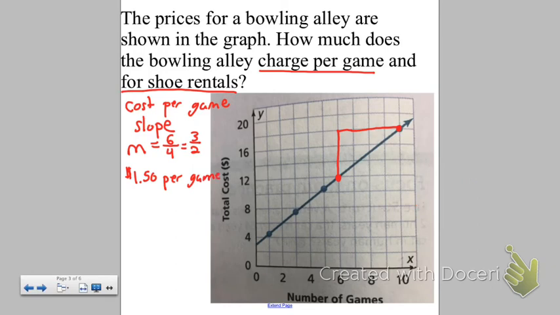Now I have to find out how much they charge for shoe rentals. Shoe rentals is the initial cost. My cost of me bowling 0 games. I still have to pay that amount there. So that number would be in the middle of 2 and 4. So in the middle of 2 and 4, it would be $3 for shoe rentals.